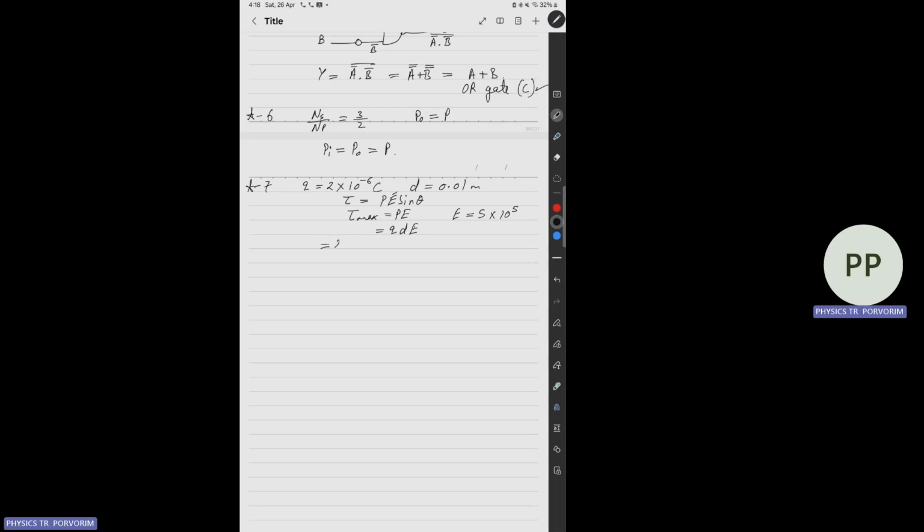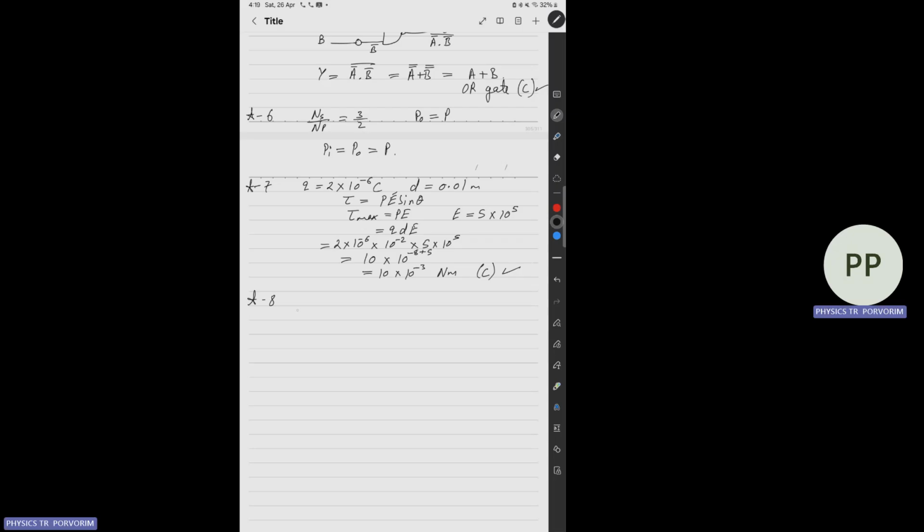Now in the question, E is also given to us, that is 5 into 10 to power 5. Now I have to put the values. So Q is 2 into 10 to power minus 6. D is 0.01, or I can also write it 10 to power minus 2. And this is 5 into 10 to power 5. So 2 into 5 is 10. Now the base is same, power gets added. So minus 8 plus 5. So the answer is 10 into 10 to power minus 3. And the unit of torque is Newton meter. So the correct option will be C.